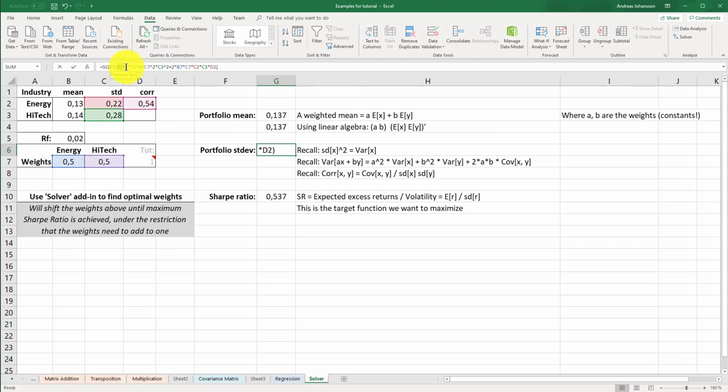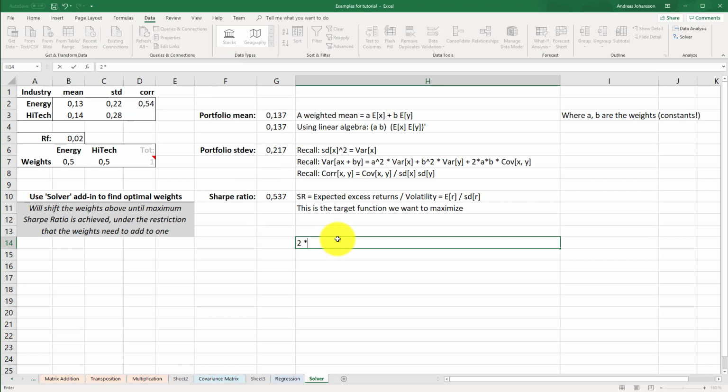Then we can calculate the standard deviation. So we take the weight of the first asset squared times the variance of that asset. And note now that these are standard deviations, which means that we need to square them to get the variance. All right? Then we take the weight on the second asset squared times the variance of the second asset. And then we get some odd thing going on here. So we know that the last term should be 2 times the weight on the first asset times the weight on the second asset times the covariance of asset 1 and asset 2.